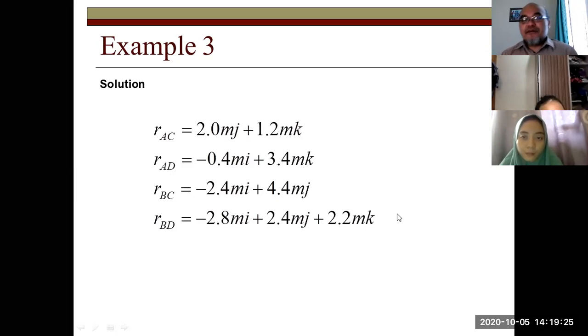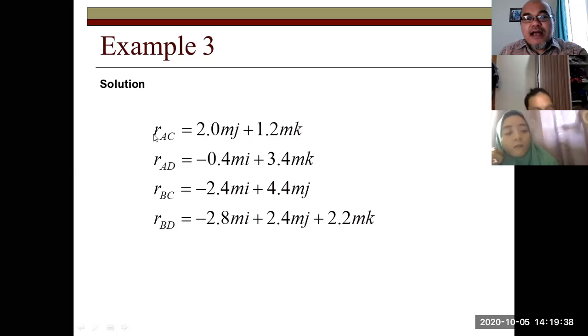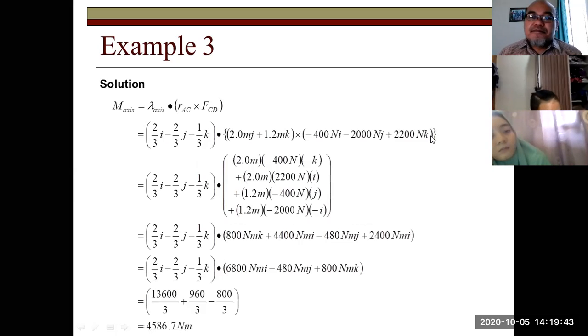Which one to choose from these four? Choose the simplest R. If possible, do not choose RBD because it contains three components. But you may choose either RAC or RAD, because the numbers are also simpler. So let's say we choose RAC. So the moment about axis AB equals lambda of the axis, 2 third I minus 2 third J minus 1 third K.